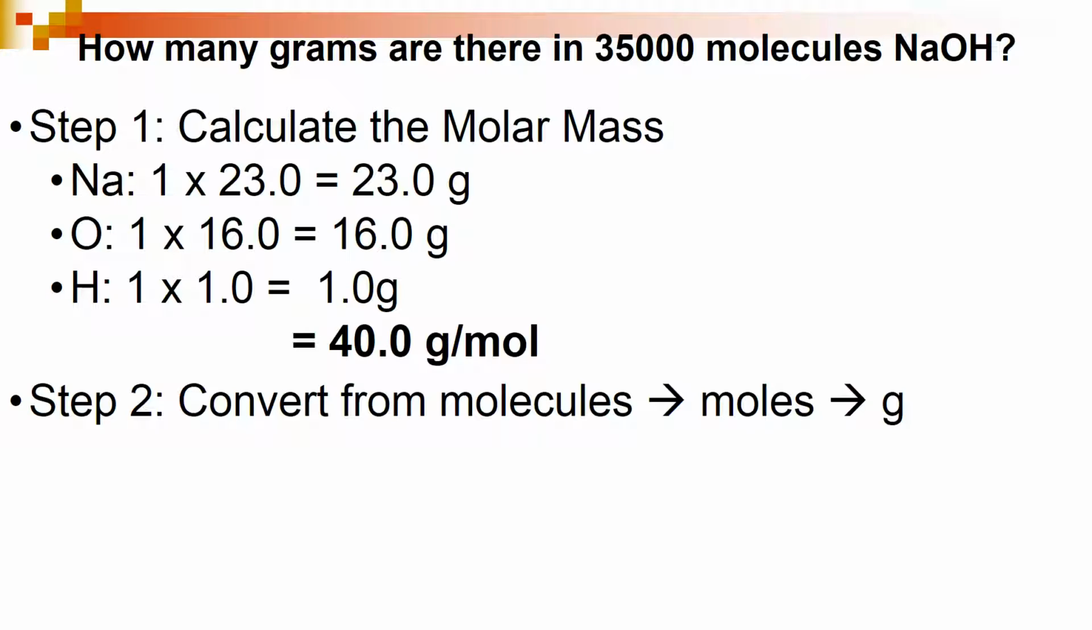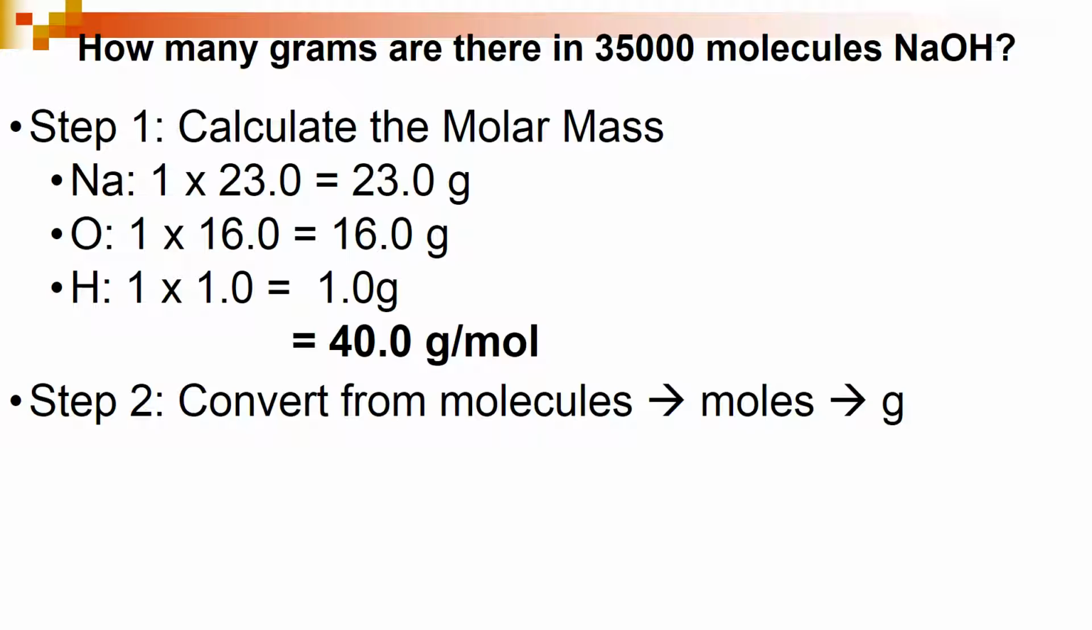So here's how our plan is going to work. We're told that we have 35,000 molecules of sodium hydroxide, but we want to know how many grams there are. Unfortunately, we can't do that in one step because we can't convert from molecules to grams. However, if we know how many molecules there are of something, we can figure out how many moles there are of that substance using Avogadro's number, and then if we know how many moles that this molecule value is equal to, we can use the molar mass of sodium hydroxide to figure out how many grams there are.